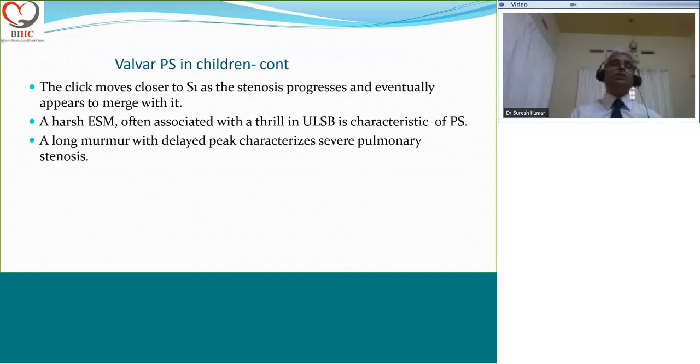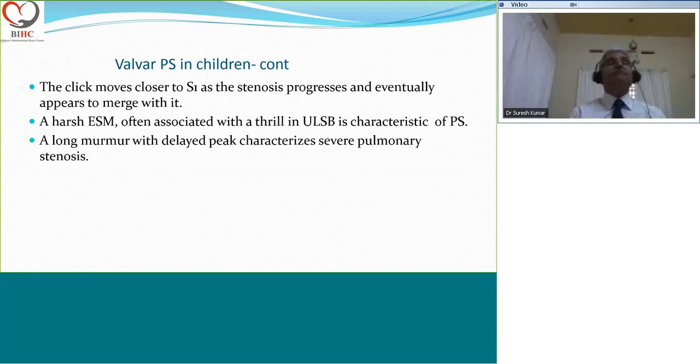As I said, the click moves closer to S1 as stenosis progresses. The click is followed, of course, by the harsh ejection systolic murmur. And the more severe the stenosis, the peak of the murmur becomes later and later. It moves towards the second sound. So a long murmur with a delayed peak with an early click is the characteristic of severe pulmonary stenosis. The auscultatory hallmarks of severity are an early click, a long murmur with a late peak.